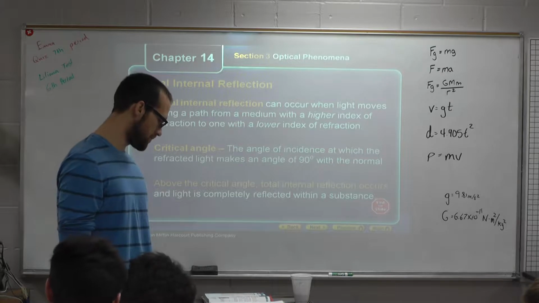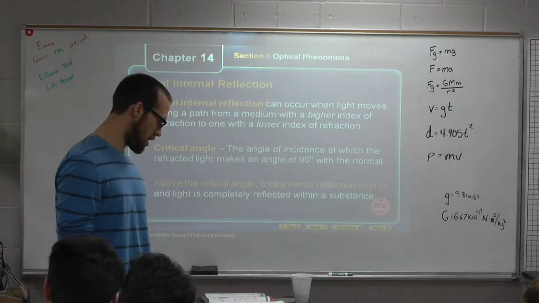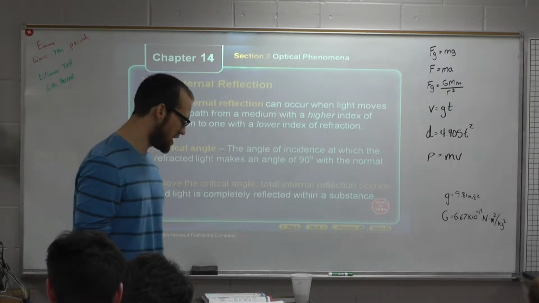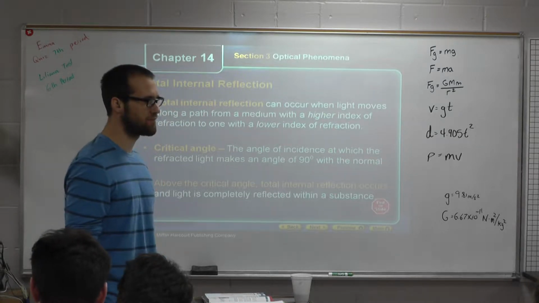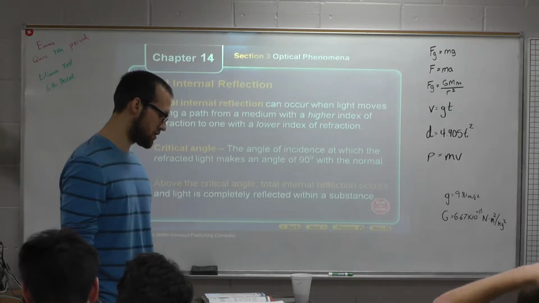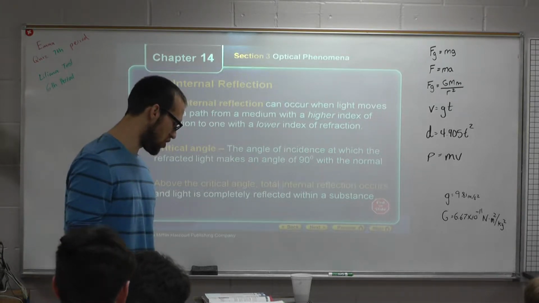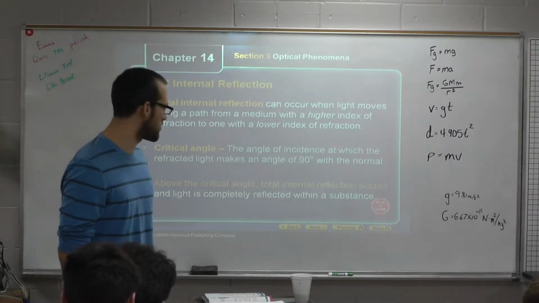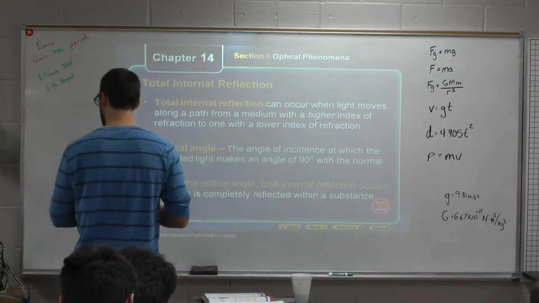Okay, eventually it gets to a point where you don't see any refracted light, and all of the light gets reflected. That's known as total internal reflection. Well, I shouldn't say all the light gets reflected, but you don't see the other portion of the light. So here's what I mean.